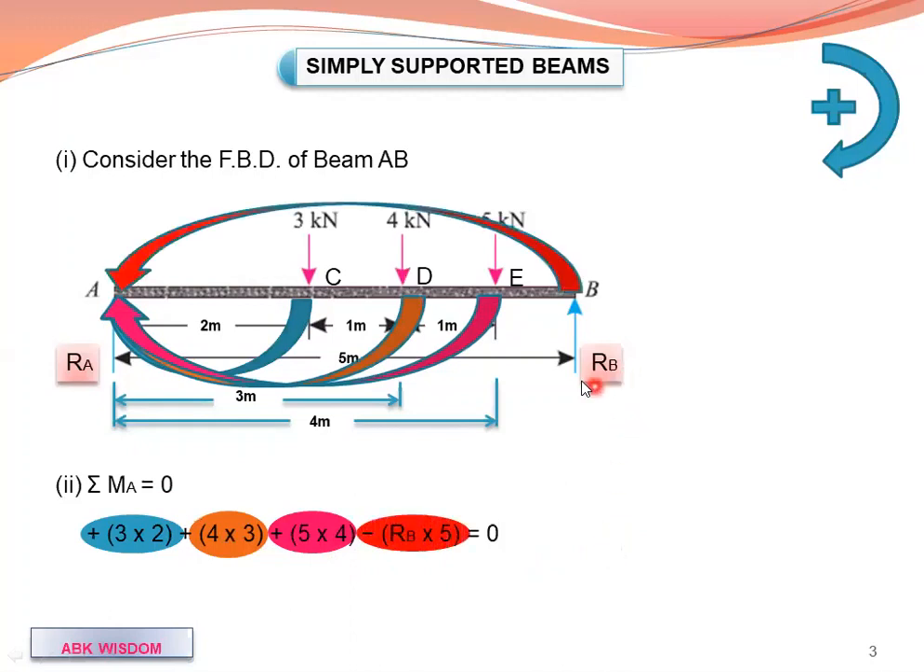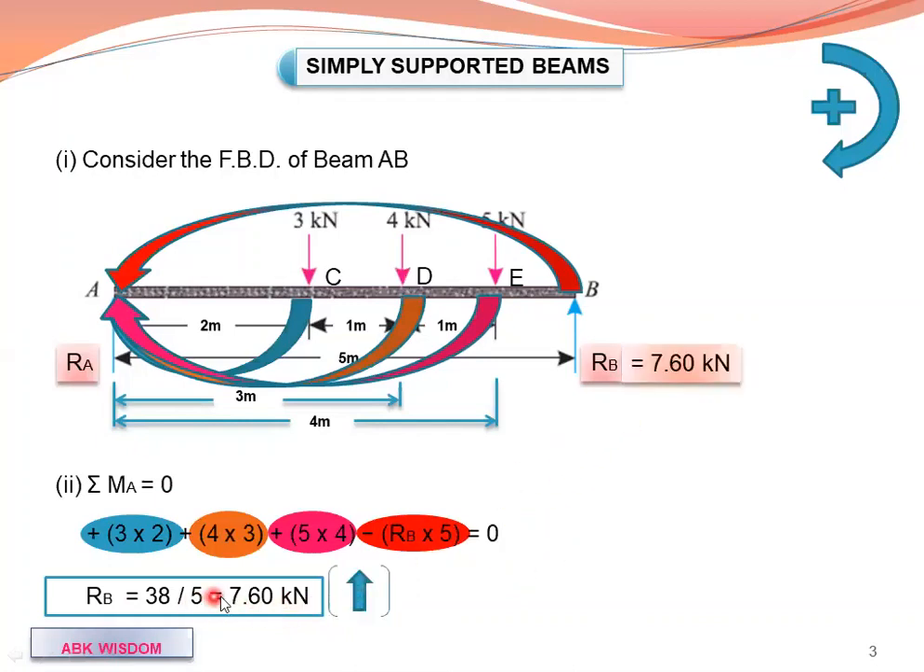Whereas the support reaction which is produced at point B is generating an anti-clockwise moment. So therefore, we are using negative sign with force into distance. RB being a force and the perpendicular distance from B to A is 5 meter. On solving this equation, we'll be able to find what is the support reaction at B, that is 7.60 kilonewton.